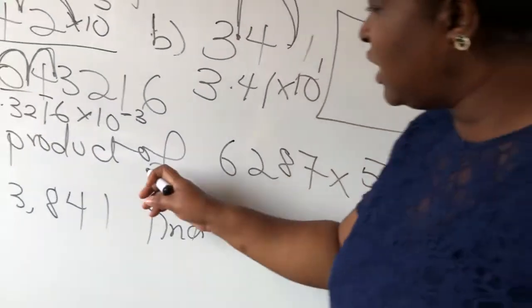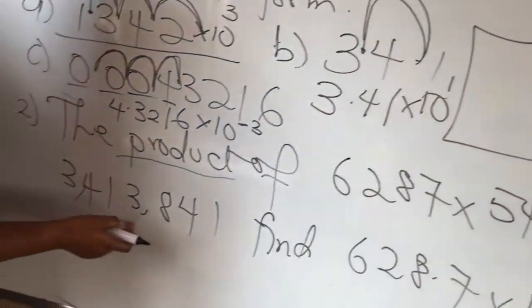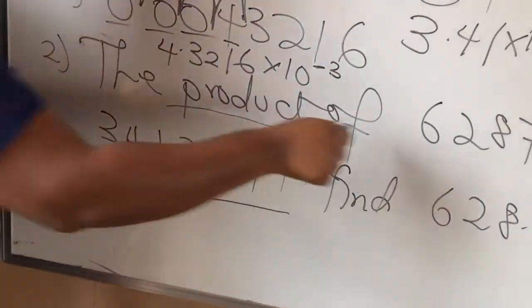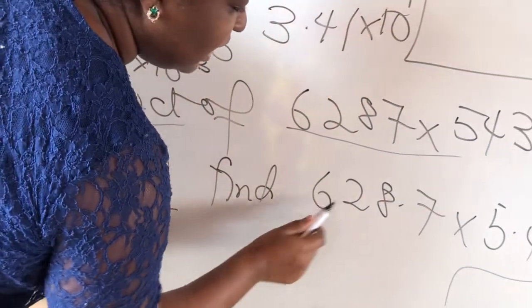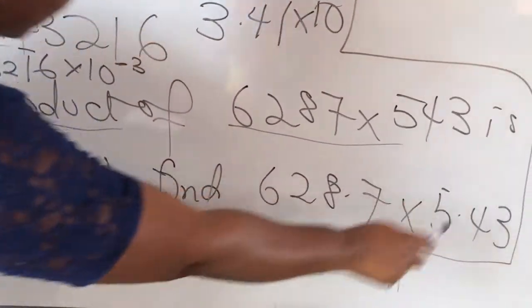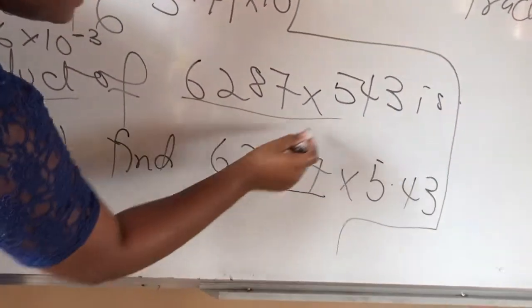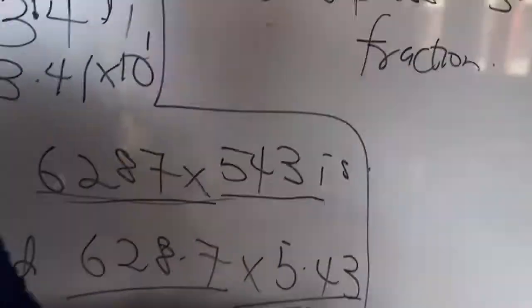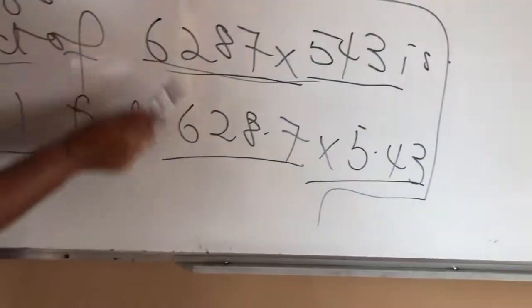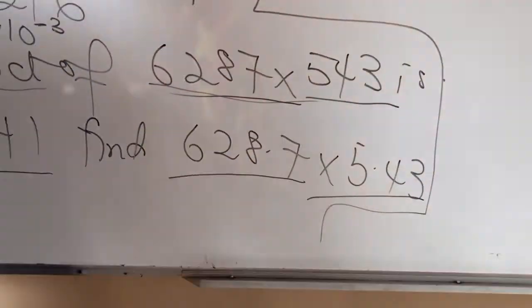They said the product. When you hear product, you know that they did what? They multiplied. They said the product is 3,413,841. When they multiply these two numbers, this is the product. And now they say find 628.7 times 5.43. You realize that it is the same numbers here. 6 here, 2 here, 8 here, 7 here, 5 here, 4 here, 3 here.